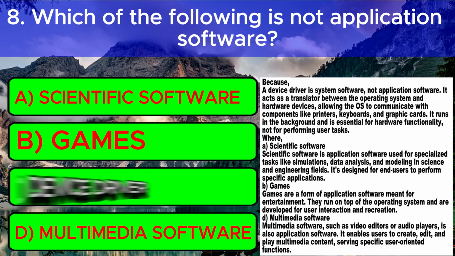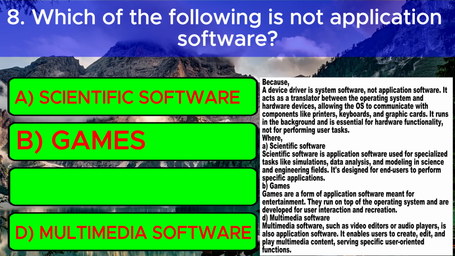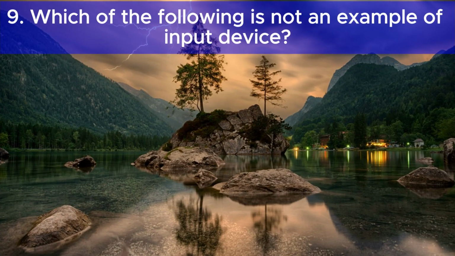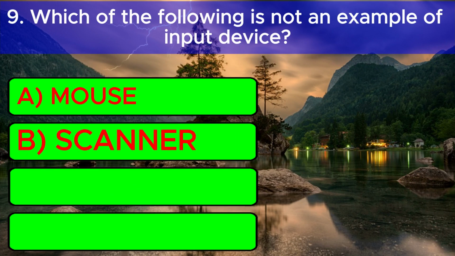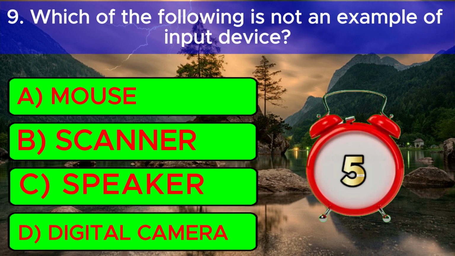D. Multimedia software. Multimedia software, such as video editors or audio players, is also application software. It enables users to create, edit, and play multimedia content, serving specific user-oriented functions. Question number 9. Which of the following is not an example of input device? A. Mouse. B. Scanner. C. Speaker. D. Digital camera.